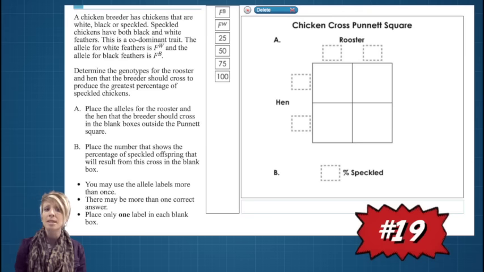Look at the notes. It says you may use the allele labels more than once. There may be more than one correct answer. And place only one label in each blank box. Now, instead of drawing arrows, guys, I really would like you to write the letters in and write the number in of the Punnett square that you're able to get. Do that, and when you're ready, we'll go on to the next question.